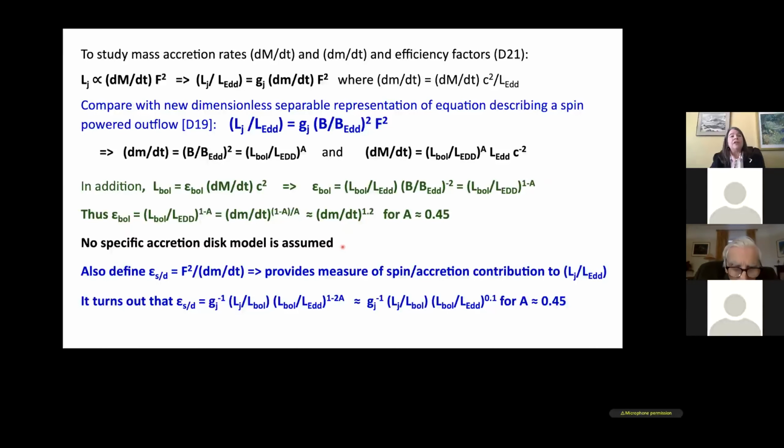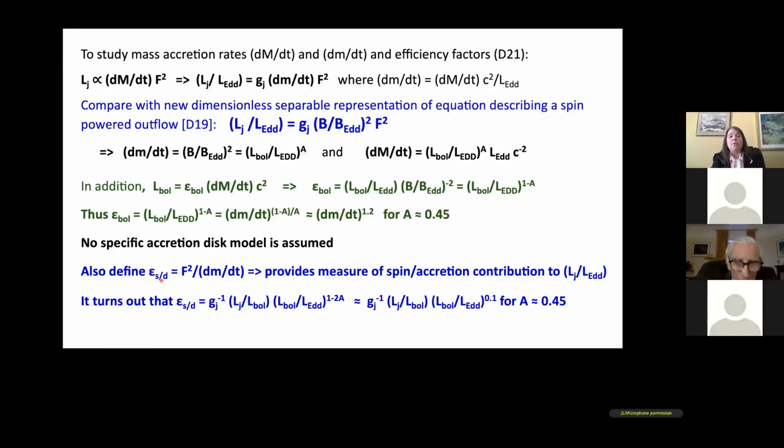Now, in all of this, there's no specific accretion disk model adopted. Everything here is empirically determined with this relationship adopted. So this, I suppose you would take as an assumption about the accretion disk, although it's not adopting a particular specification for the accretion disk model.